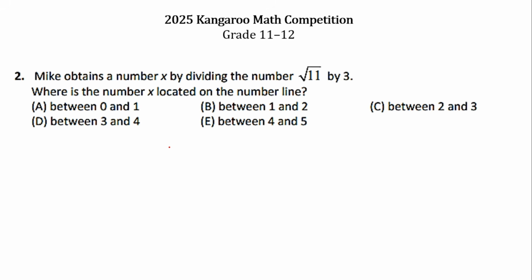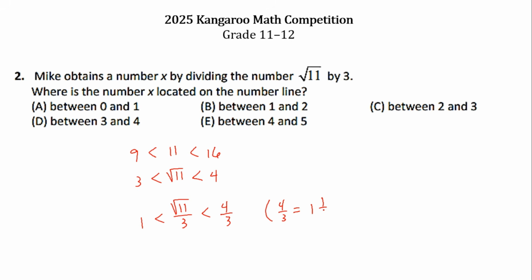Take note that 11 is between the perfect squares 9 and 16. So 11 is greater than 9 but less than 16. Now if we get the square root of each number, we get the square root of 11 greater than 3 but less than 4. Now if we divide each number by 3, we have square root of 11 over 3 greater than 1 but less than 4/3. Take note that 4/3 is the same as 1 and 1/3. Now we see that square root of 11 over 3 is between 1 and 2. So the answer is option B.